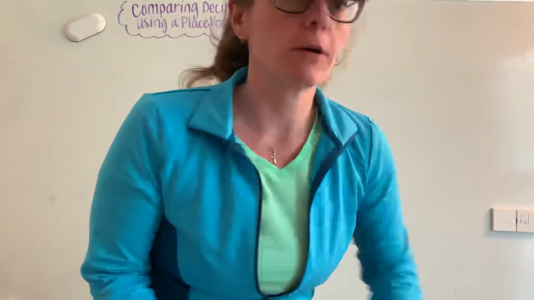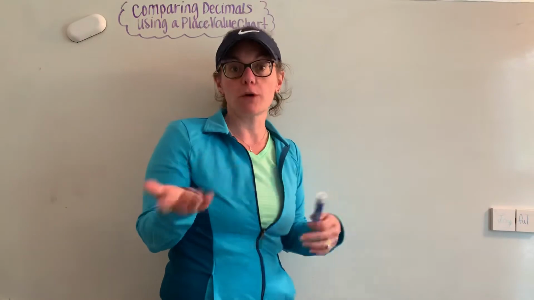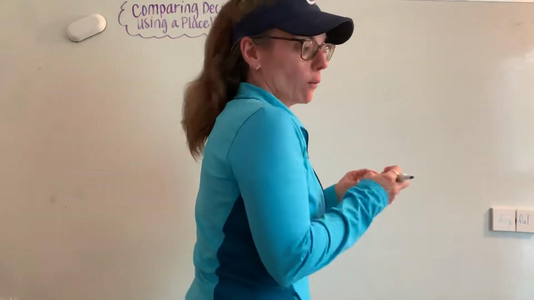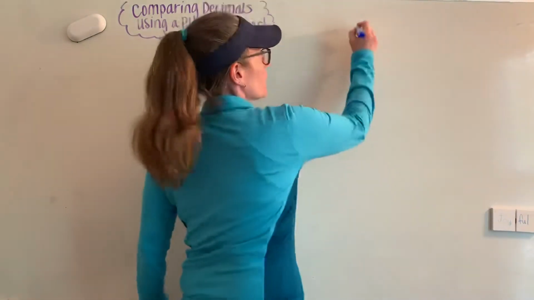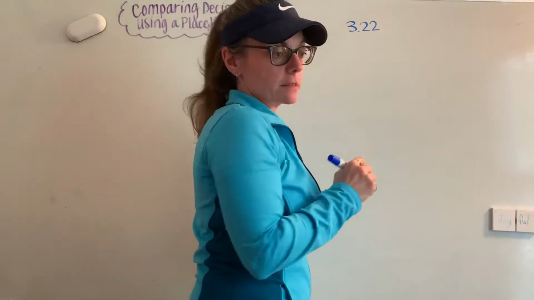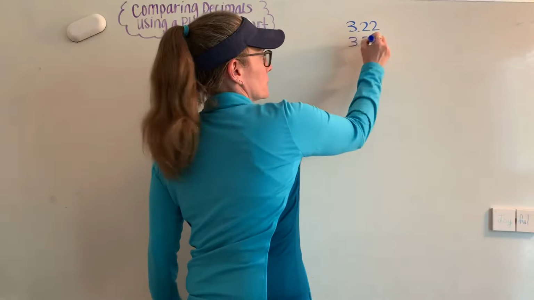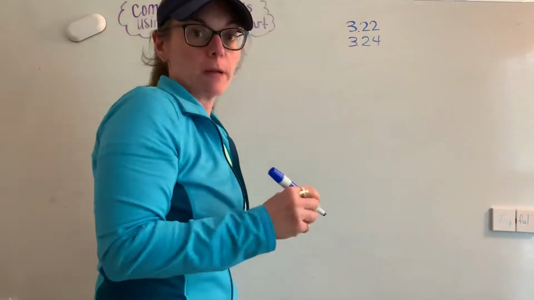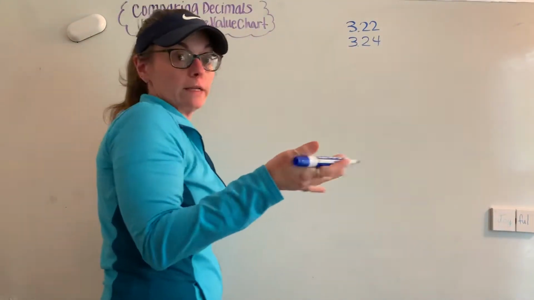So let's say we are comparing the weight of 2 birthday cakes, okay? We know that one cake weighs 3.22 pounds and another cake weighs 3.24 pounds, and we want to see which one weighs more.